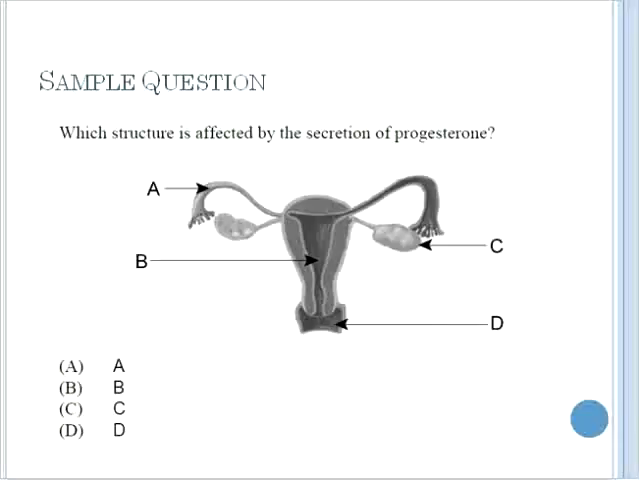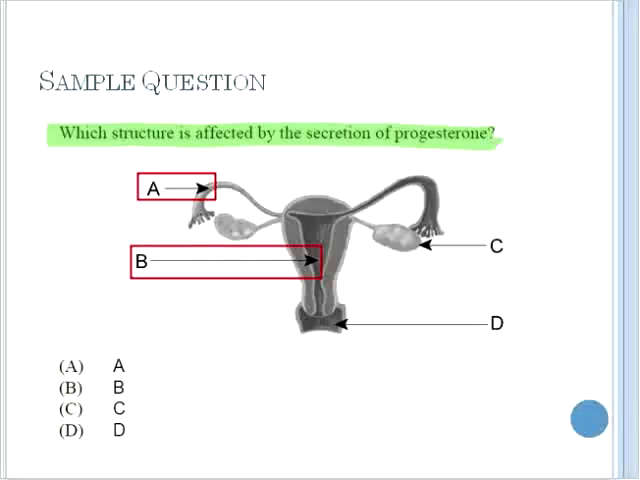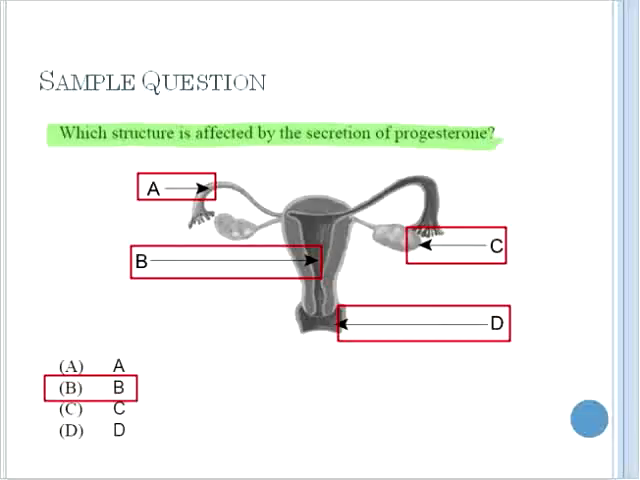In past public examinations, questions have arisen that deal with this topic. I present the following. Which structure is affected by the secretion of progesterone? A, the oviduct, B, the uterus, C, the ovary, and D, the vagina. You will recall that progesterone is the hormone that maintains the lining of the uterus. The structure that is affected by progesterone then would be B, the uterus.